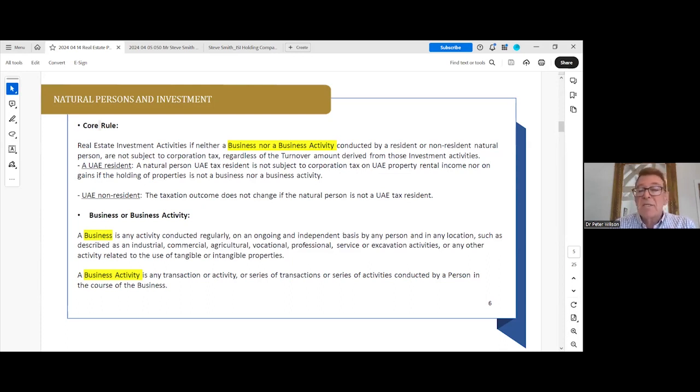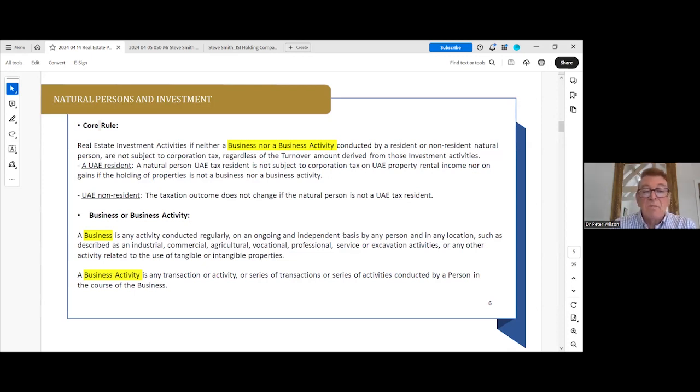So is the natural person deriving income from something that is a real estate investment activity, and providing it's not a business or a business activity, then it's not going to be liable to corporate income tax. So the first 2 things that we've noticed from that is that for it not to be liable to corporate income tax, it's got to be a real estate investment activity, and it can't be a business or a business activity. They're the first 2 tests that we've got to focus on.